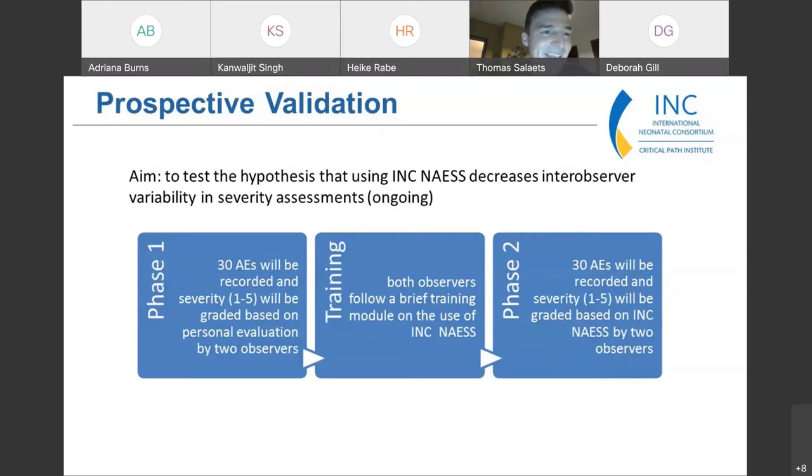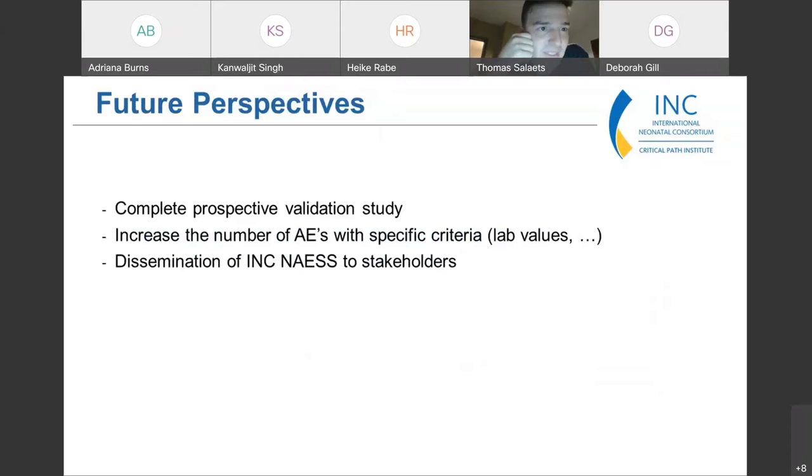So future perspectives: completing the prospective validation study, probably within 1 month we should have all the data, and within a few months I hope to have a manuscript ready. Then increasing the number of adverse events in the scale. For instance, we don't have lab values for the moment yet, so if there are any people that want to invest time in it, they're very welcome to take it on and go ahead. And then dissemination of our scale to all stakeholders.